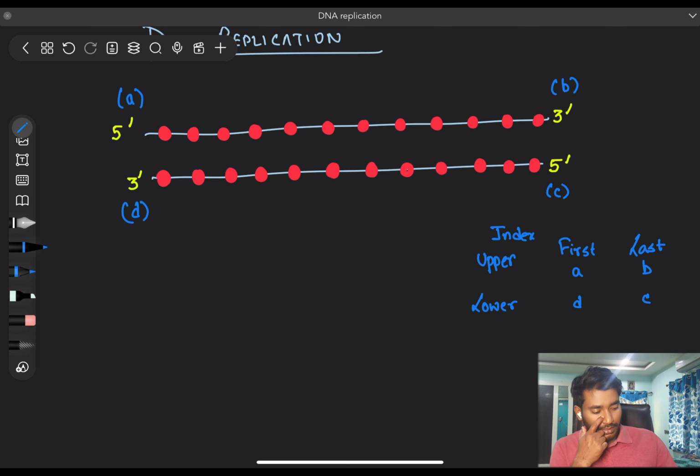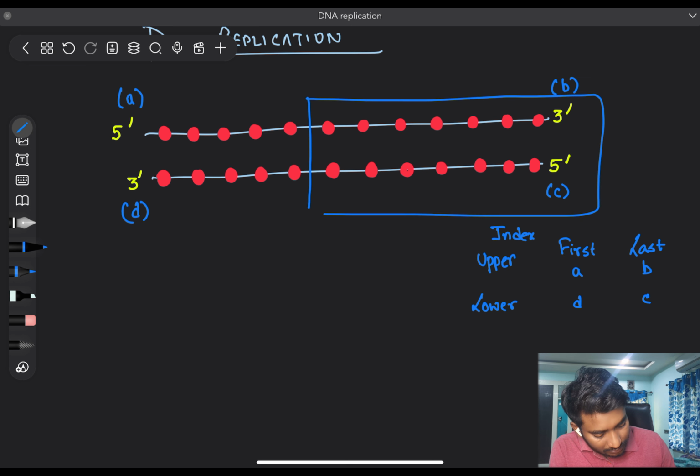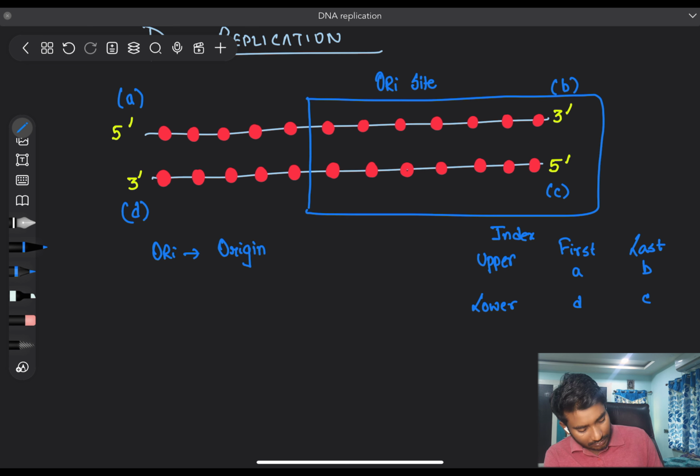Now this is the origin of replication site, that is the ORI site. Let this be the ORI site. ORI means the origin of replication.